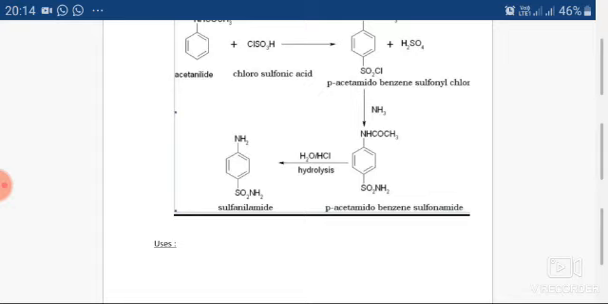After looking at all the drugs, paracetamol, aspirin, benzocaine and sulfanilamide, all these drugs have been covered in this lecture. We will continue further tomorrow in another lecture with the remaining drugs. So thank you and best luck.